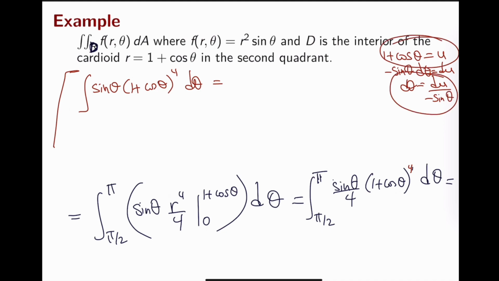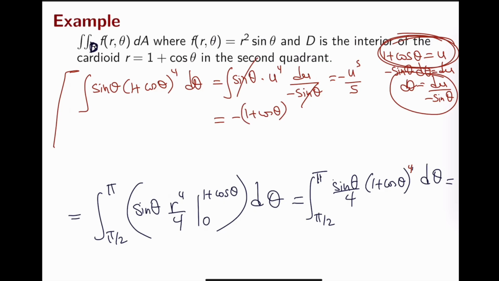I have the du and I have the change of variable. I come here with those things, and the result will be the integral of sine times (1 plus cosine) to the 4th power, which is just u to the 4th power, and d theta is just du over minus sine. And now this cancels with this, and this is just the integral of minus u to the 4, which is minus u to the 5 divided by 5, and doing the change of variable, this is minus (1 plus cosine) to the 5th power divided by 5.